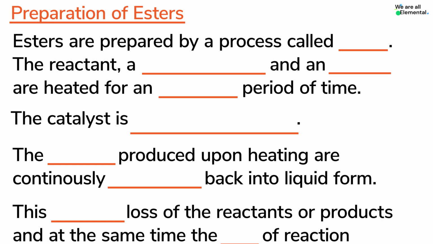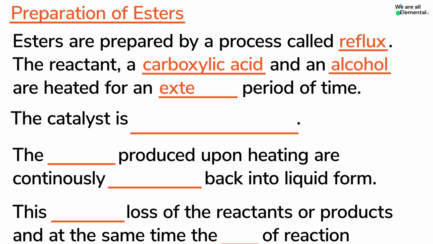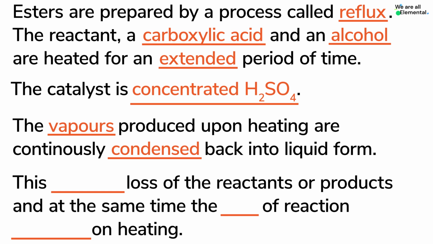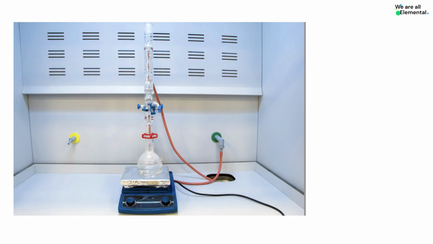Esters are prepared by a process called reflux. The reactants, carboxylic acid and alcohol, are heated for an extended period of time, and the catalyst used here is concentrated sulfuric acid. The vapors produced upon heating are continuously condensed back into liquid form. Now, this prevents the loss of the reactants or products, and at the same time, the rate of the reaction increases on heating. This is a reflux apparatus used to prepare esters in a lab.